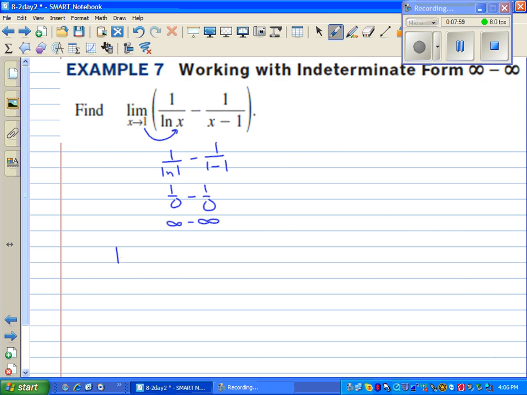So we need to write this as a fraction. I know they're two separate fractions, but we want to get them to be one fraction so we can take the derivative of the top and the bottom. We're going to do that by writing a common denominator. So I'm going to multiply this one by x minus 1 and the right one by the natural log of x, on the top and bottom, of course. So we have x minus 1 minus the natural log of x. That comes from the top, of course. And then we'll put that over the common denominator, natural log of x times x minus 1.